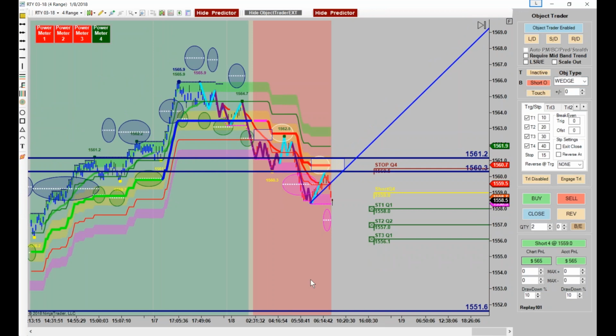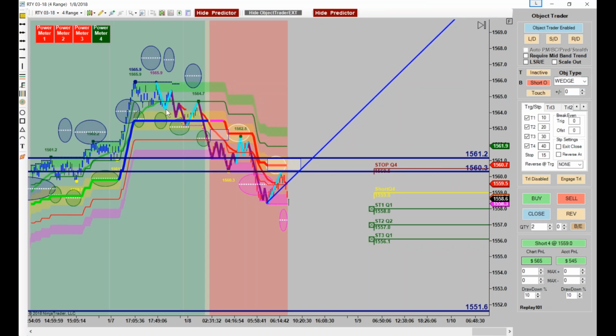Okay. Now, if you look at this chart, you have a high, you have a low, you have a lower high, lower low, lower high, and so on. So you've got thrust, retrace, thrust, retrace, thrust. 1, 2, 3, 4, 5. So that's 3 thrusts.